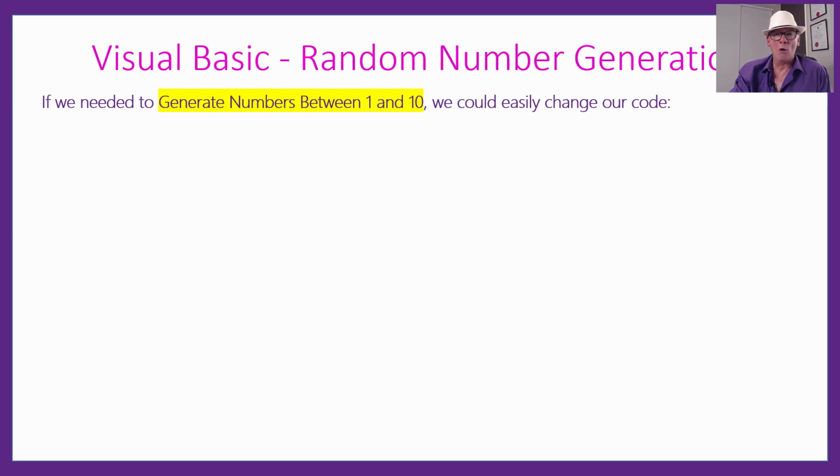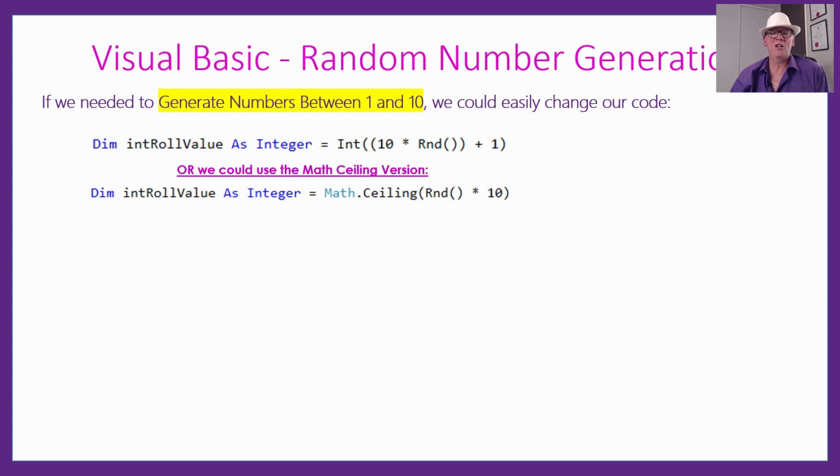Because you want to make a 1 to 10 guessing game for people. Well, all you have to do is just change that previous code. Instead of having a 6 in here, just put a 10 in there because you want 1 to 10 this time. And if you like the math ceiling version, which is kind of cleaner to read, instead of multiplying by 6 to get 1 to 6, you just multiply by 10 to get 1 to 10.